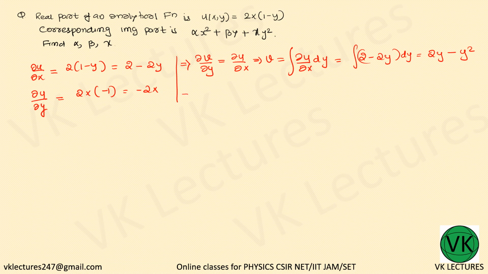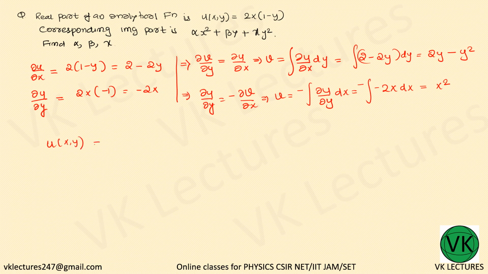Now the second one says ∂u/∂y equals minus ∂v/∂x, which implies v is equal to minus integral of ∂u/∂y into dx, that's equal to integral, the minus sign, minus 2x with respect to dx, that's equal to x squared. So v of x comma y equals 2y minus y squared, plus x squared.